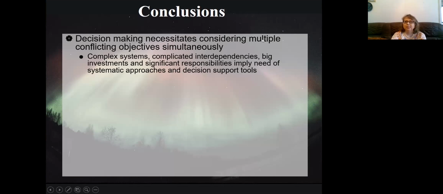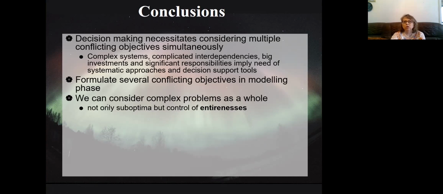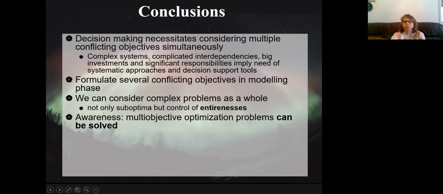So to conclude, decision-making typically necessitates considering multiple conflicting objectives simultaneously, and the more complex the systems are, the bigger is the need for decision support, and that's what we can provide with multi-objective optimization methods, and consider the interdependencies as an entireness instead of some parts or some objectives individually, which would easily lead to only suboptima. And there are still many application areas where we need to increase the awareness of the fact that multi-objective optimization problems can be solved.